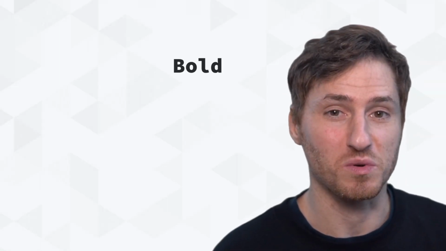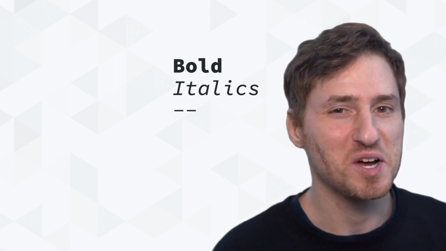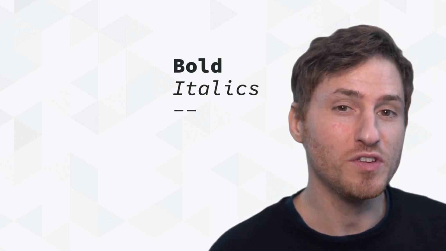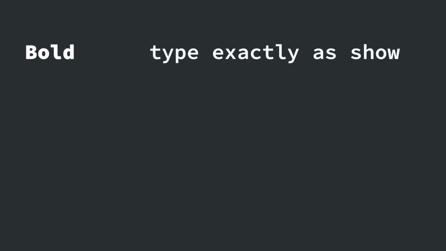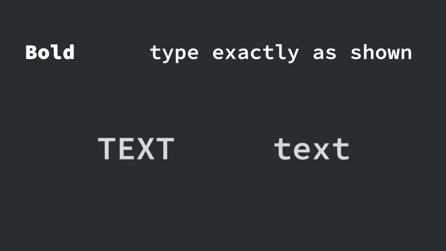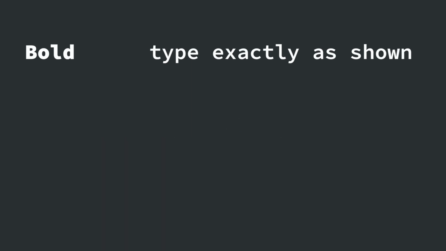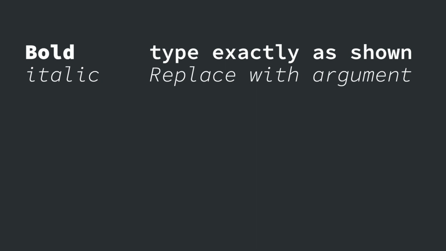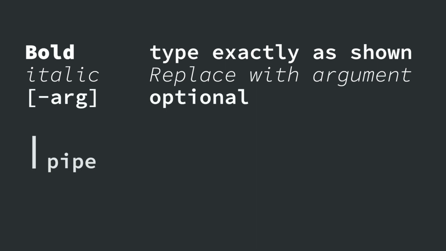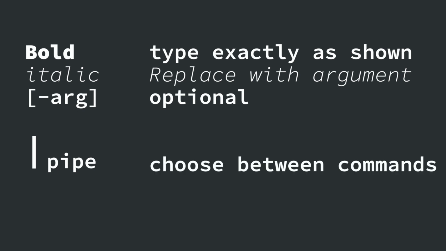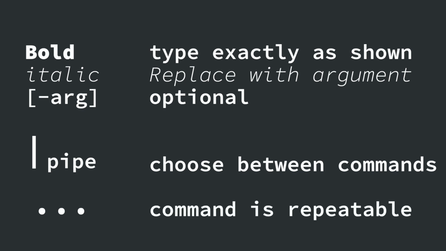Visual cues. This section will cover the visual conventions in the manual. Things like bold, italics, multiple dashes, etc. Whenever you see bold text, then it means to type the command exactly as it's shown. That includes case sensitivity, which refers to when uppercase is not the same as lowercase. Italic text is to replace the text with the appropriate argument. Arguments that are inside of a bracket are optional. And this long vertical line is actually called a pipe argument. It means to choose one or the other. Anytime you see an ellipsis or three successive dots, it means that the command is repeatable.